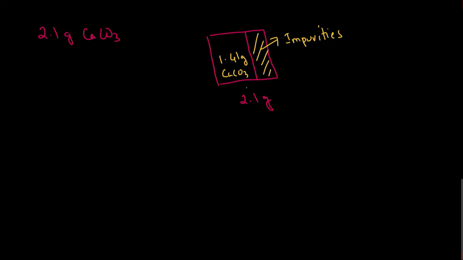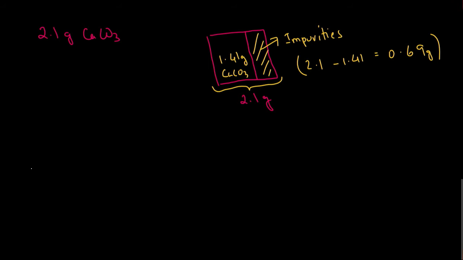So now I know that out of the 2.1 gram, 2.1 gram is the whole thing. So now I know that the impurities is going to be 2.1 minus 1.41. So that is around 0.69, close to 0.69 grams. So this is 0.69 grams.